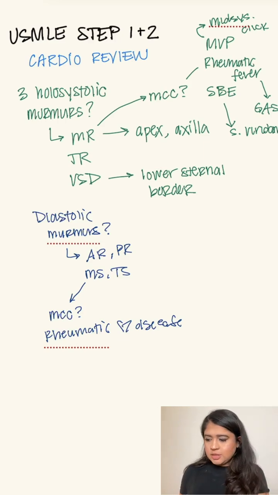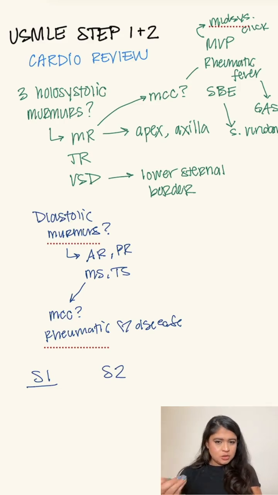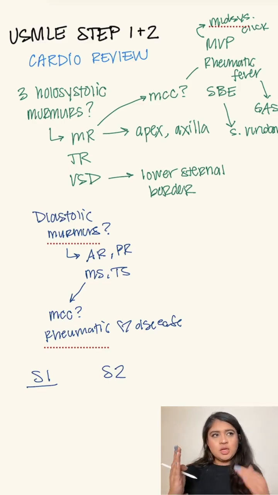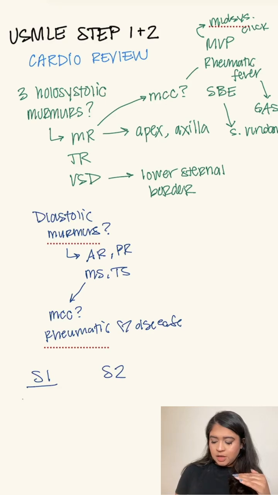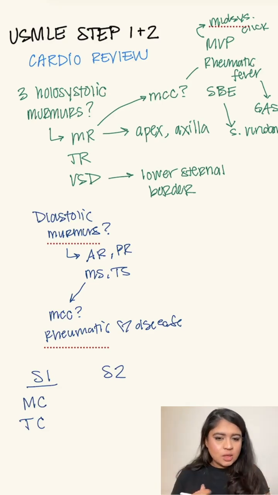All right, let's talk about some conditions that describe these murmurs. So you might see something called S1 and S2 heart sounds. First of all, S1 and S2 are normal heart sounds. These are not murmurs, they're not pathological. S1 is usually what you hear when the mitral and tricuspid valves close. When these valves close, it makes a sound, which is S1.